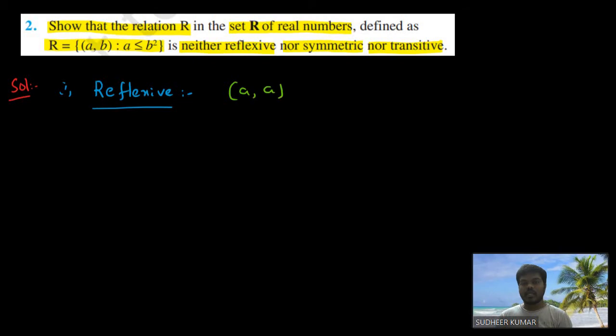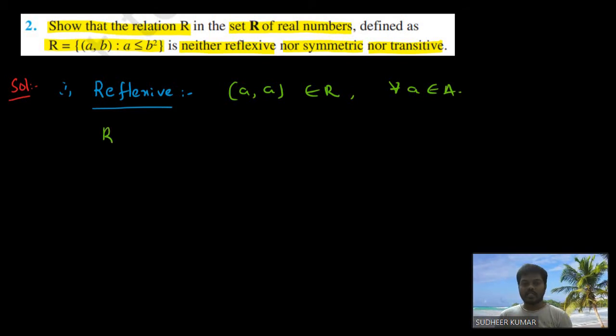Show that the relation R in the set R of real numbers, defined as R equal to the set of (a, b) such that a is less than or equal to b square, is neither reflexive, nor symmetric, nor transitive. So the first one is reflexive: (a, a) belongs to R for all a belongs to A.